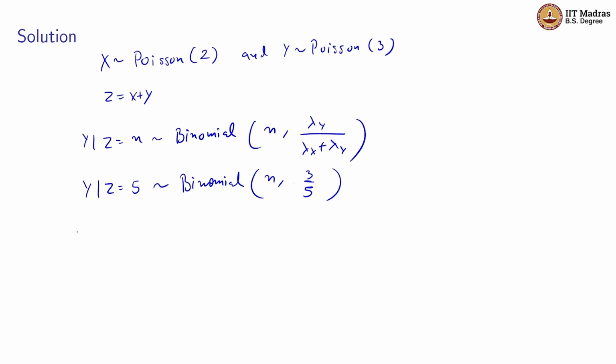So the conditional probability that y is equal to 3 given z is equal to 5 will be equal to 5c3 into 3 by 5 raised to the power 3 into 2 by 5 raised to the power 2. On further simplification, we will get 0.35, and this is our required answer.